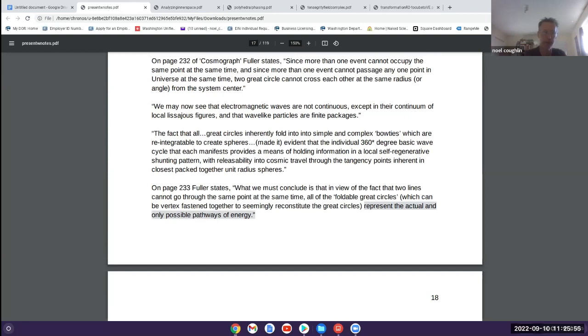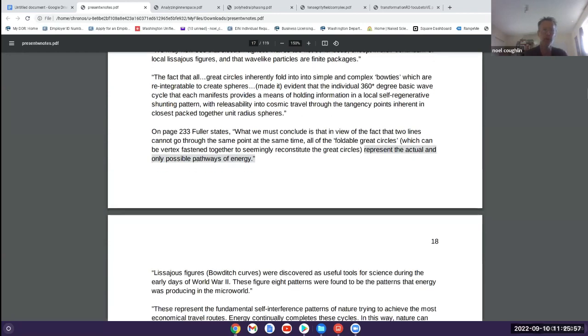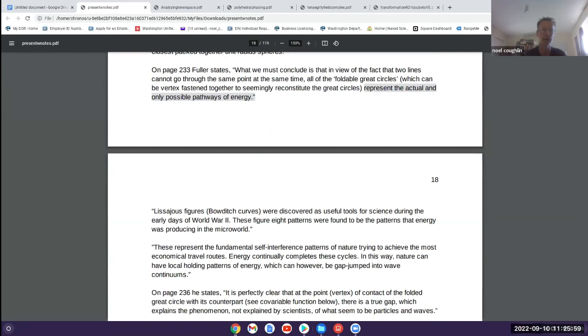unit radius spheres. What we must conclude is that in view of the fact that two lines cannot go through the same point at the same time, all of the foldable great circles, which can be vertex fastened together to seemingly reconstitute the great circles, represent the actual and only possible pathways of energy."